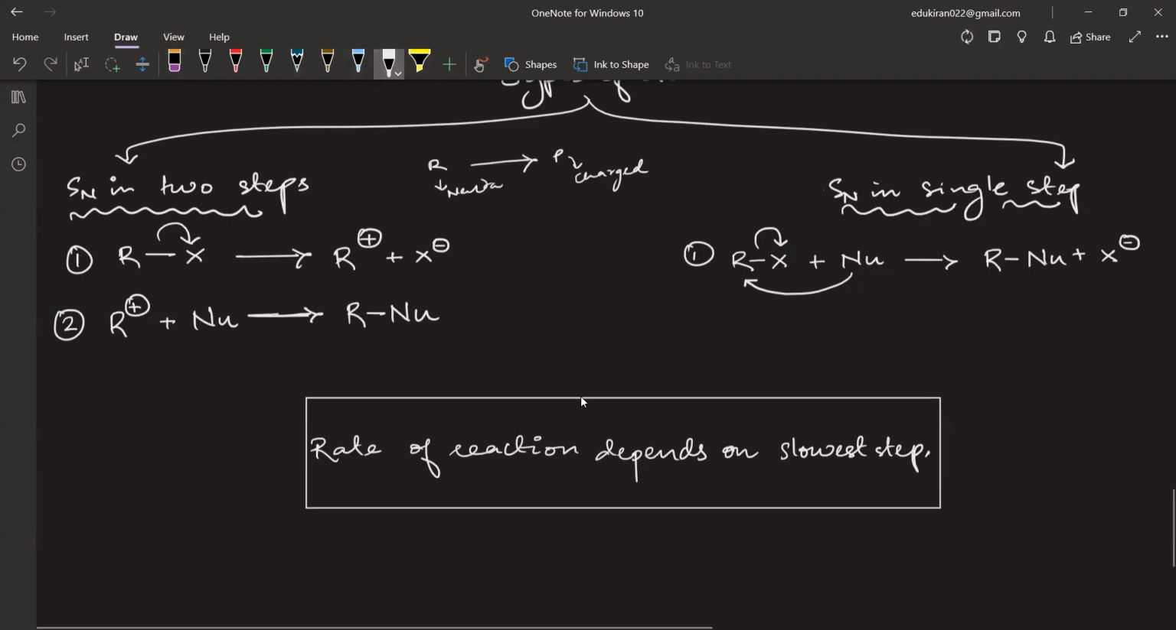I think neutral is more stable, right? Now we are going from something which is stable to unstable, so obviously it is going to take more energy and more time also, correct? Because we are breaking a bond. That is why it takes more time.